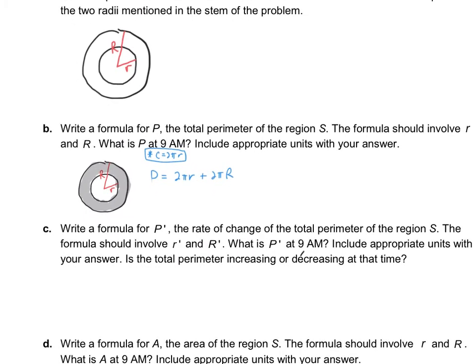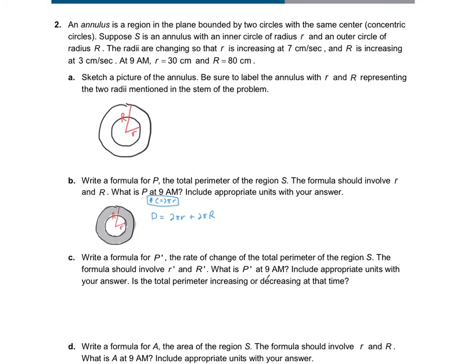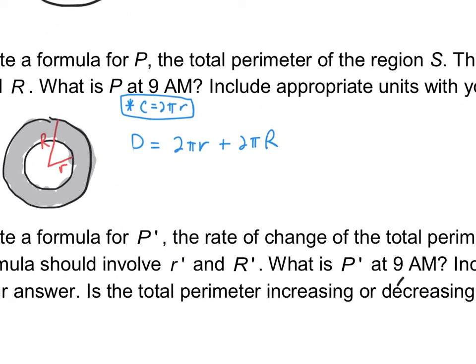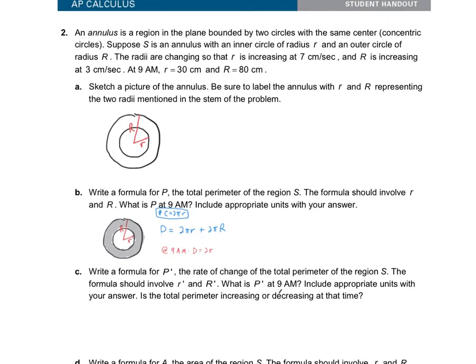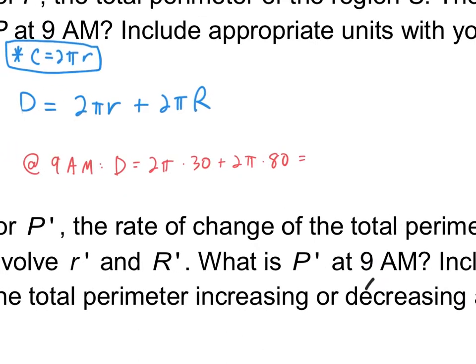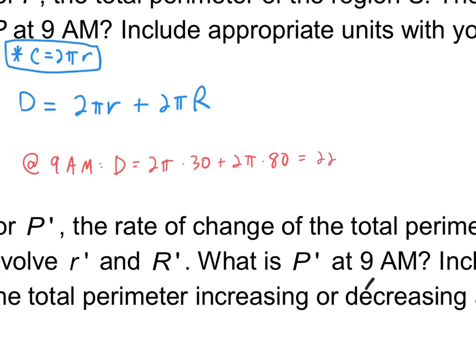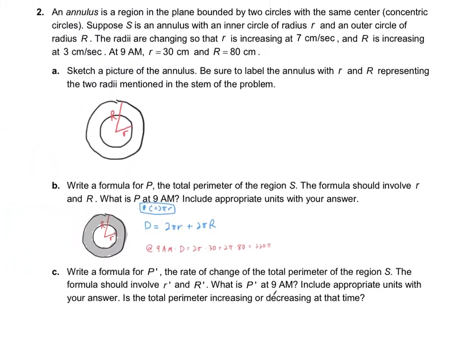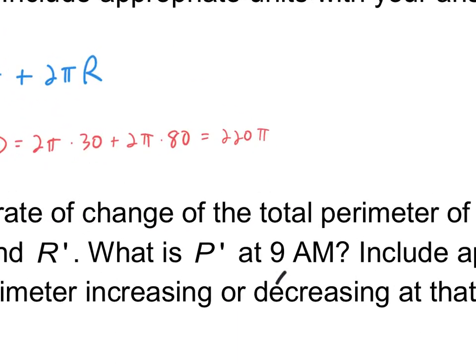Okay, so what is P at 9 a.m.? At 9 a.m., little r was 30 and big R was 80. So P equals 2 pi times little r, which was 30, plus 2 pi times big R, which was 80. That's 60 plus 160 pi centimeters.